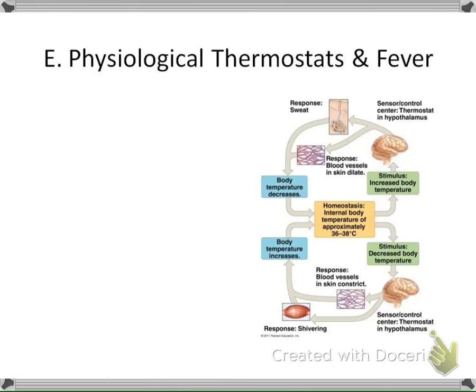Physiological thermostats and fever. In humans, the hypothalamus controls thermoregulation. But if you get a viral or bacterial infection, you get a fever, you get elevated body temperature. And it's like your body has an increase in the set point for that temperature. And it's in response trying to mess up the metabolism of those critters as well.